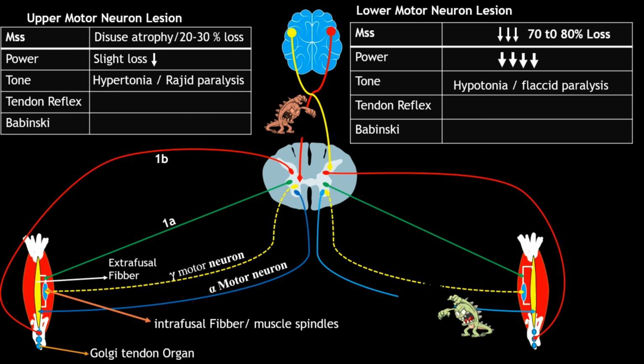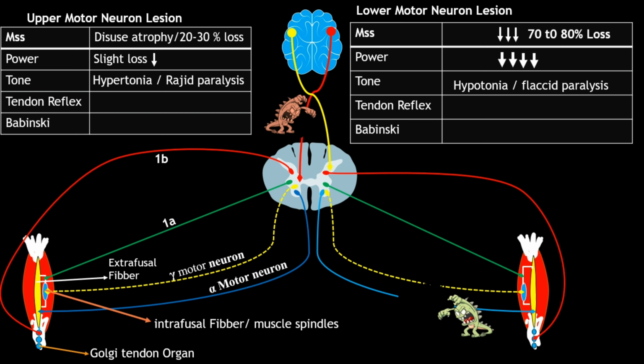Up to now what we learned is that in the lower motor neuron the mass is lost, in the upper motor neuron the mass is not lost, only 20 to 30% is lost because of the disuse atrophy. And the power is lost in the lower motor neuron disease, but the power is very slightly lost in the upper motor neuron lesions compared to the normal muscles. And tone is decreased and lost in the lower motor neuron disease, but it is increased in the upper motor neuron disease. The muscles become rigid. We have the rigid paralysis and hypertonia in the upper motor neuron type of lesions.